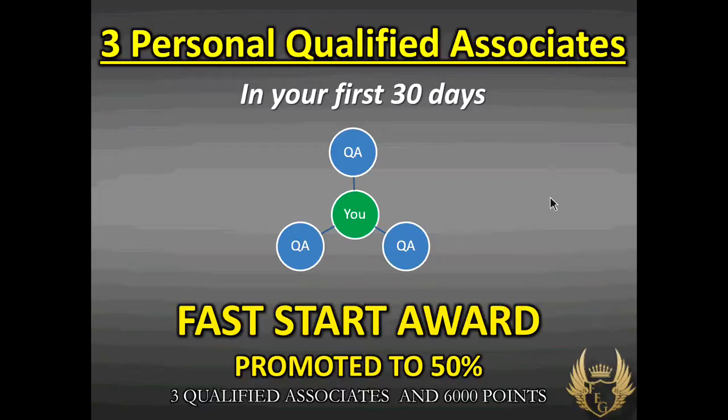Now, in your first day, it takes about 30 days to get your license. So here's that team building aspect before you got your license. Now you're going to have a team to play with by the time you get that credential in place. So you get 3 personal qualified associates in your first 30 days. We're going to promote you again from 40% to 50%.